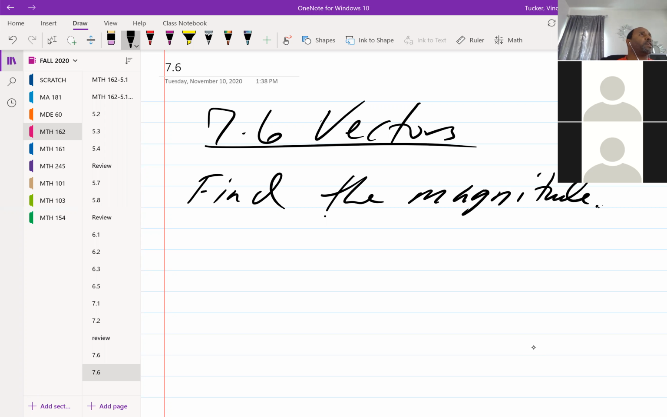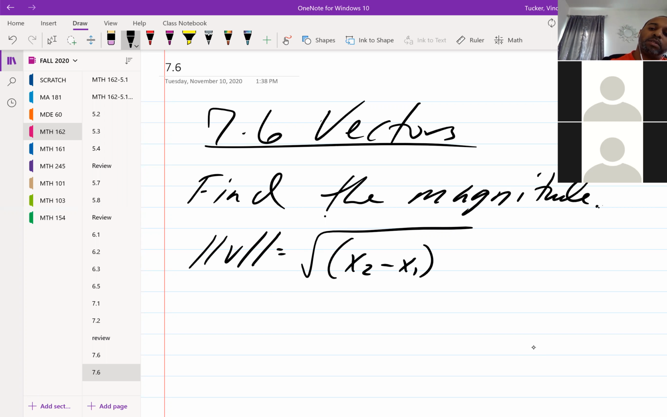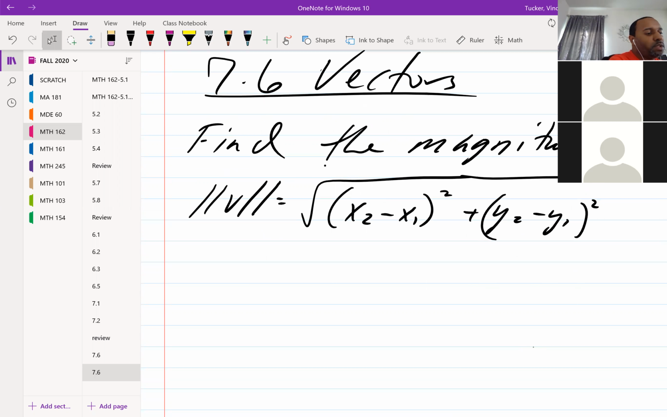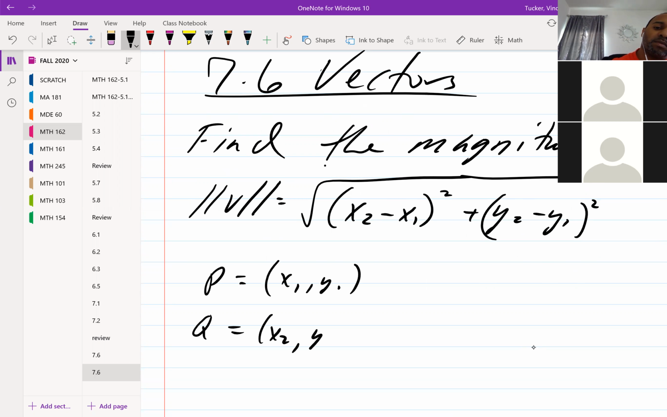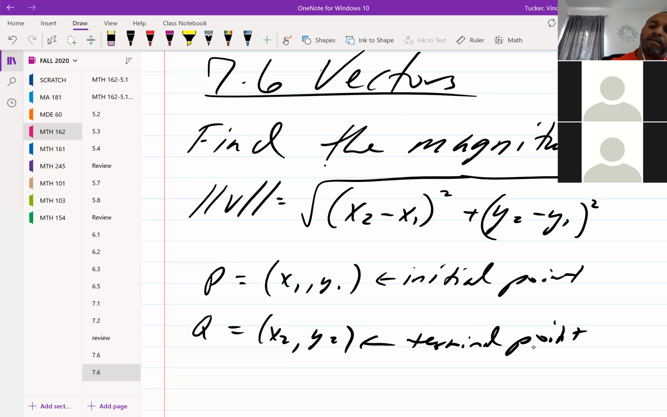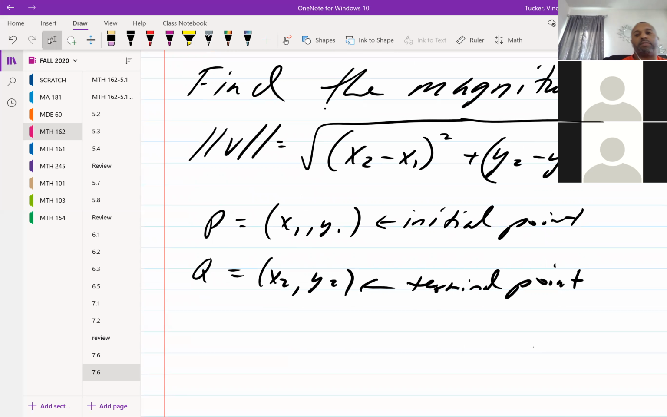If you looked at the video that I sent, I think it was on Friday, it talked about finding the magnitude. If I have the magnitude of vector v, that's just going to be our distance formula. You have vector v, those double lines on each side is your magnitude, and that's x2 minus x1 squared plus y2 minus y1 squared, and you take the square root of that.